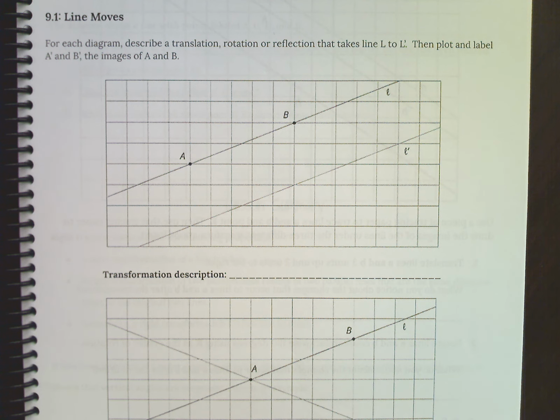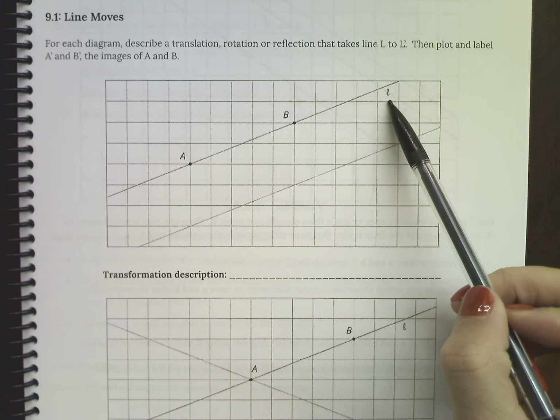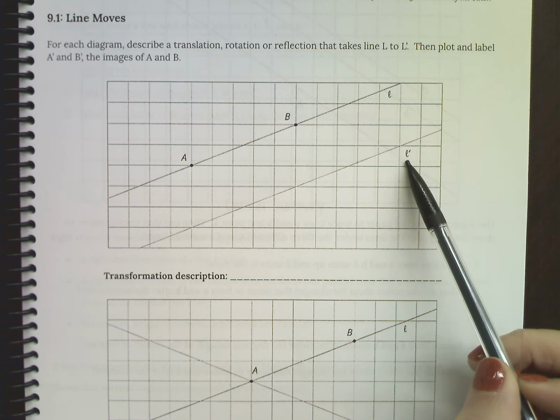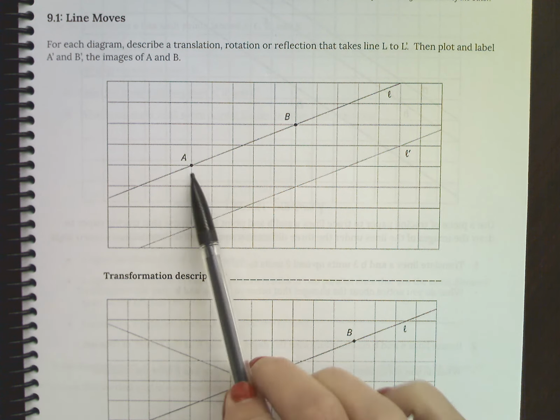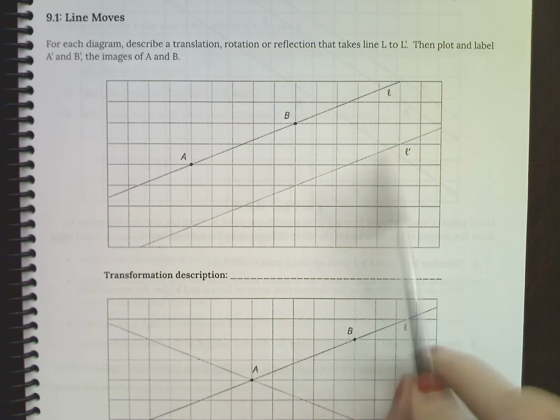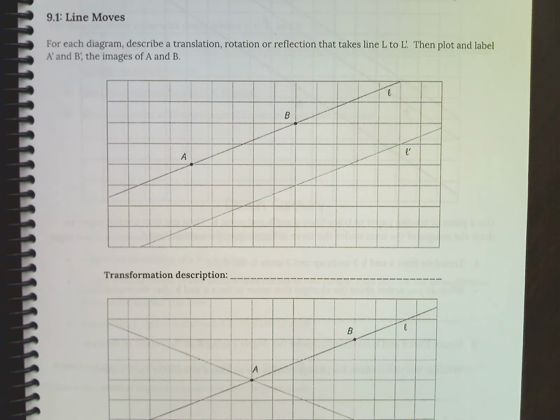All right, so for this first activity in lesson 9.1 called Line Moves, the directions are asking you to describe a translation, rotation, or reflection that takes line L, so that is an L, not an E, it's a cursive L, to line L prime. And then it wants you to plot and label where A prime and B prime will be. So again, just the new points on this line. There are different answers for this, and I'm going to show you a few of them.